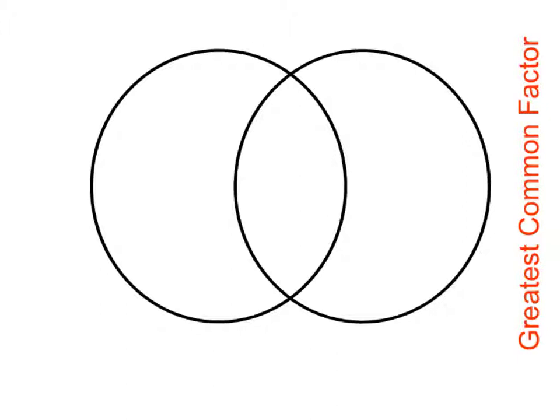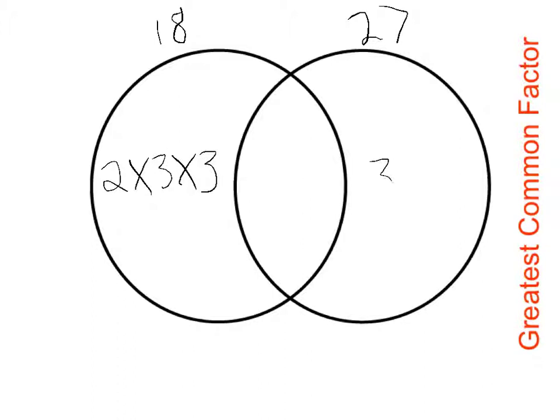The final way that I can calculate greatest common factor is to go back to the Venn diagram. So if I take 18 and 27, I can split those into their prime factors again, so 2 times 3 times 3 from what I did on the last page, and over here 3 times 3 times 3. That gives me those prime factors of each number.